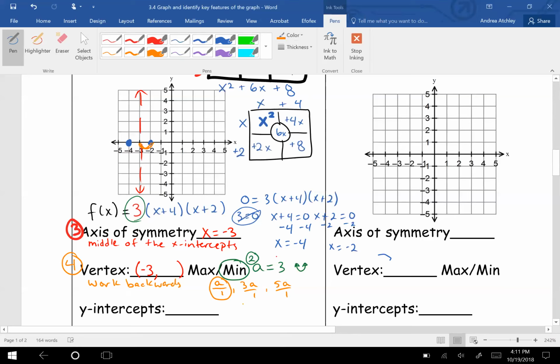Okay. So I'm going to move backwards, which would be down 3, and then right and left 1. So from the x-intercepts, I'm going to go down 1, 2, 3, and then to the right 1. Then down 1, 2, 3, and to the right 1. And then that will be my vertex of -3, -3. And so I can graph the parabola.